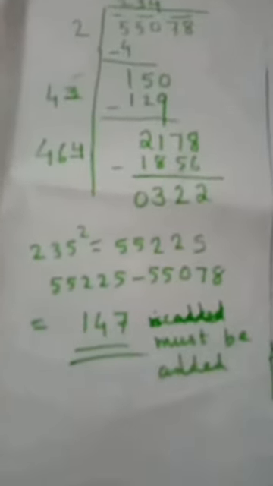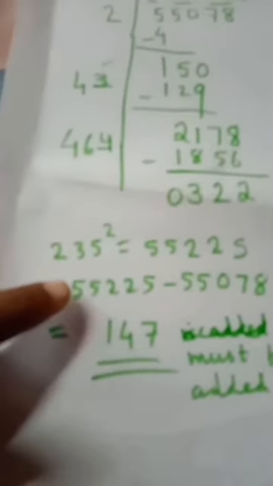That is 55,225. Now you subtract this 55,078 from 55,225. Then only you will get the number that should be added. Okay. So 55,225 minus 55,078, it is equal to 147. So if you add 147 to this 55,078, you will get 55,225, the next perfect square number.